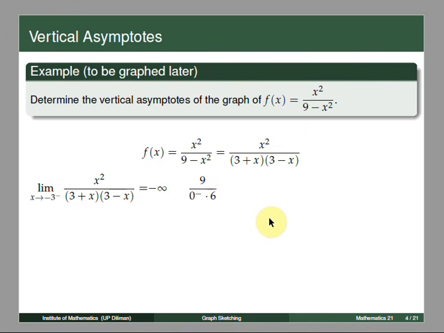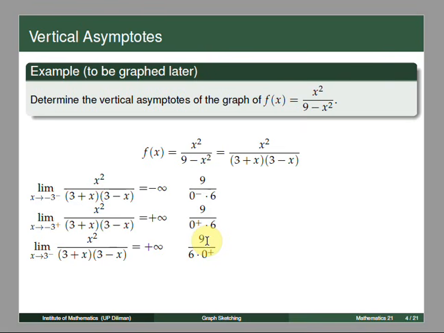Okay? So we proceed with other limits in a similar manner. Now going to the limit as x approaches negative 3 from the right, the numerator doesn't change, also 9. Now, since x approaches negative 3 from the right, 3 plus x approaches 0 through positive values. Hence, the limit of our function as x approaches negative 3 from the right is positive infinity. Okay? So we move on.